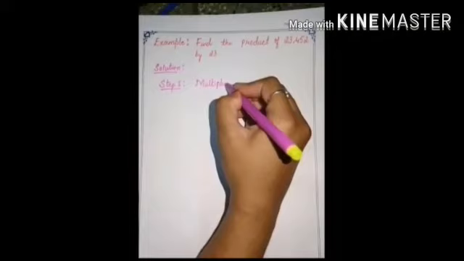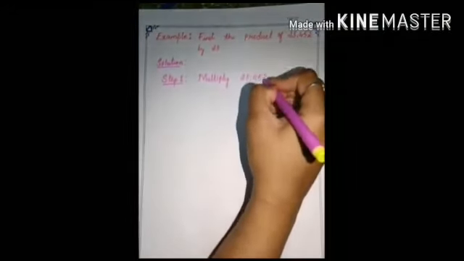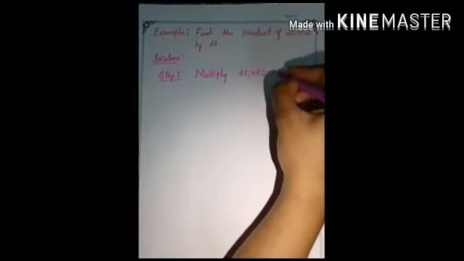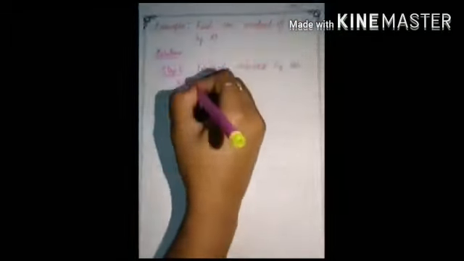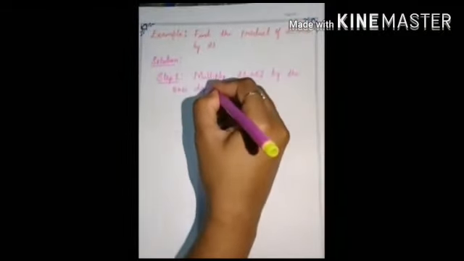Multiplication of 5-digit number by 2-digit multiplier. For example, find the product of 23,452 by 23. Step 1. Multiply 23,452 by the ones digit of the multiplier, that is 3.